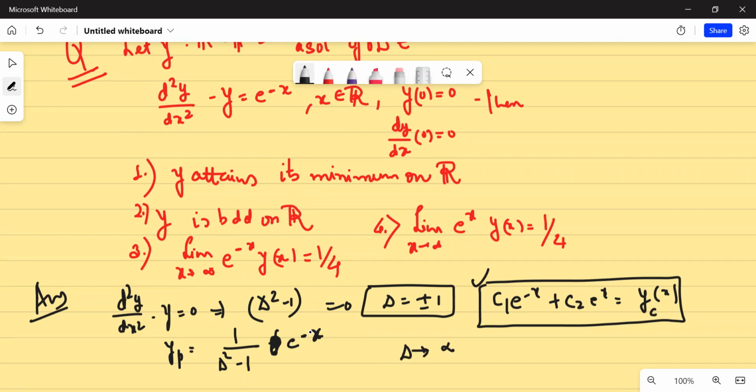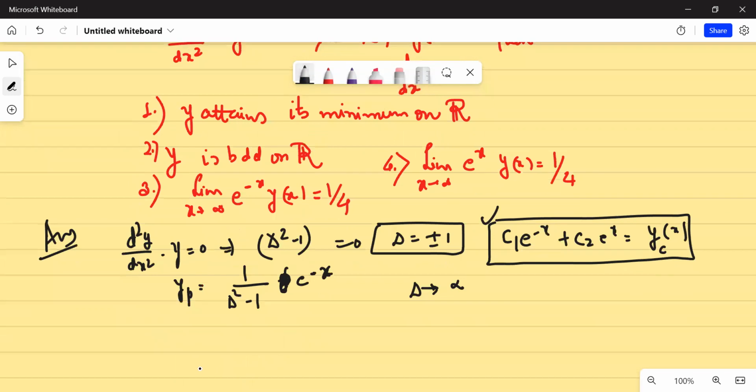Now what I told you, that instead of D, you have to replace alpha. And what is alpha here? Alpha is minus 1. So if you replace minus 1 here, minus 1 squared is 1, 1 minus 1 would be 0. So obviously this cannot be the case. What you'll do, you will simply differentiate the denominator, multiply above by x, and e to the power minus x. Is that clear? Or you can do it other ways also.